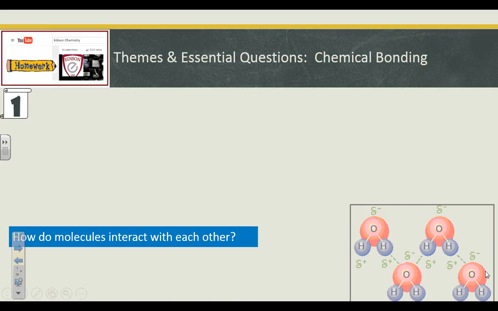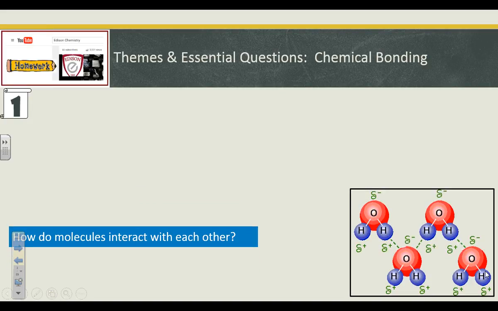How do molecules interact with each other? So we got some funky symbols next to these water molecules, but these are truth. Okay, a water molecule behaves a certain way when it's around other water molecules because of the shape of the molecule and the electronegativity differences between the elements that are bonded in that particular molecule. So we're going to learn a little bit about hydrogen bonding and intermolecular forces.